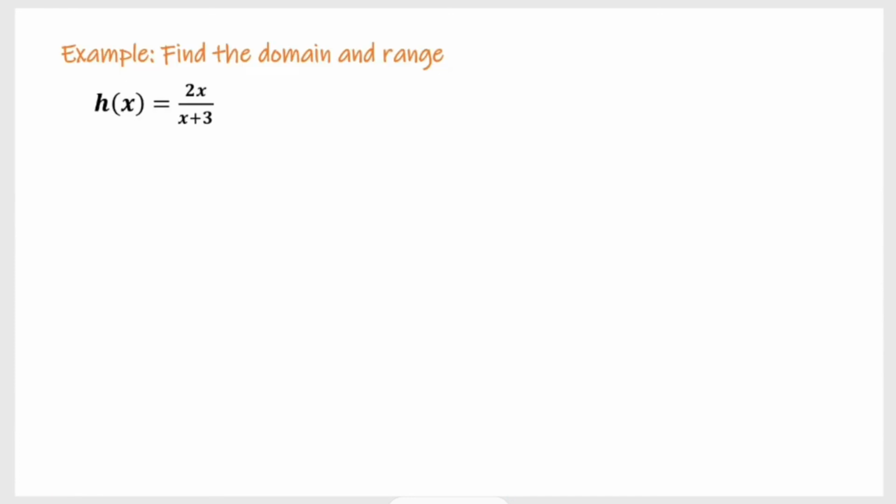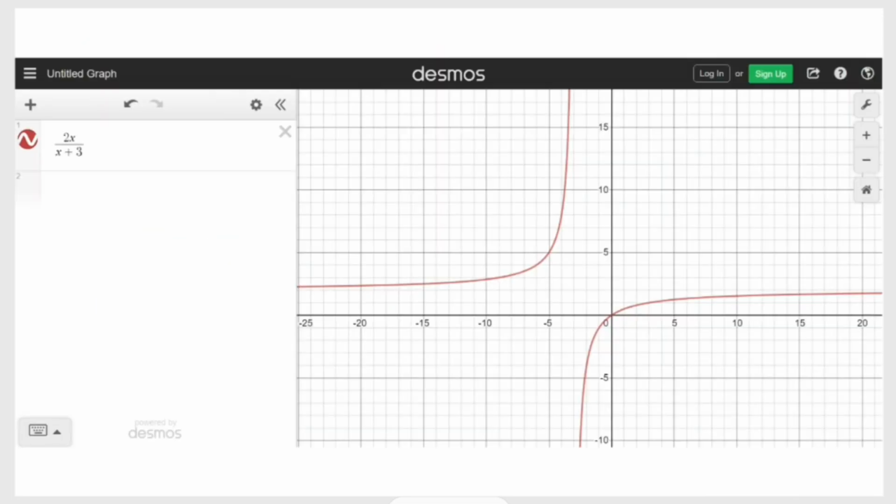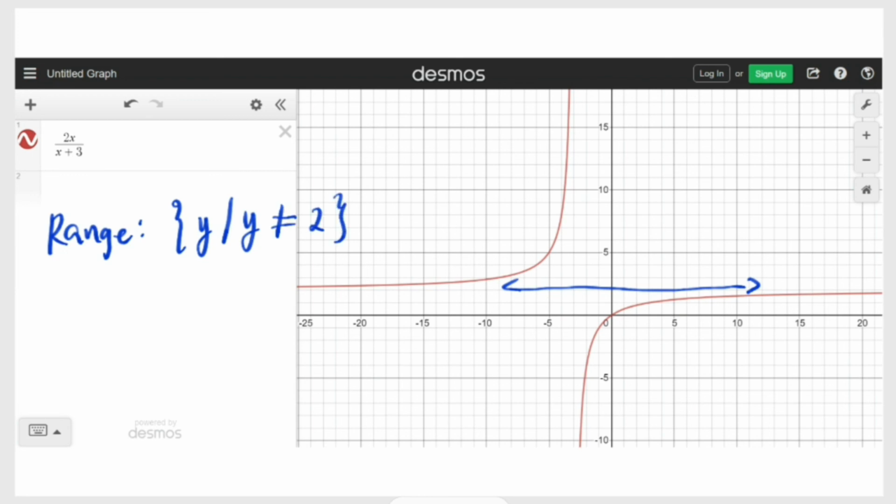Here is another example. H of x equals 2x over x plus 3. First, equate x plus 3 to 0. Solve for x, so we have x is equal to negative 3. This would mean that our domain would be all values of x such that x is not equal to negative 3. As for the range, let's check the graph. If you notice, the graph is asymptotic to y equals 2. Then, our range would be all values of y such that y is not equal to 2.